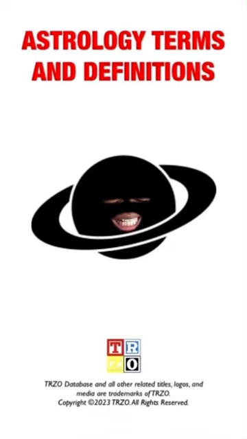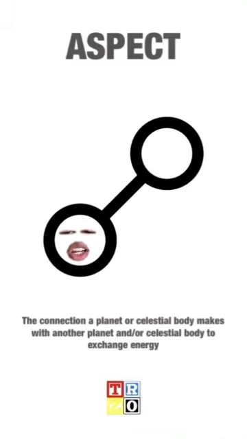Astrology terms and definitions, let's get into it. Aspect. It's the connection a planet or celestial body makes with another planet and/or celestial body to exchange energy. You know, like your oppositions and your conjunction junctions.